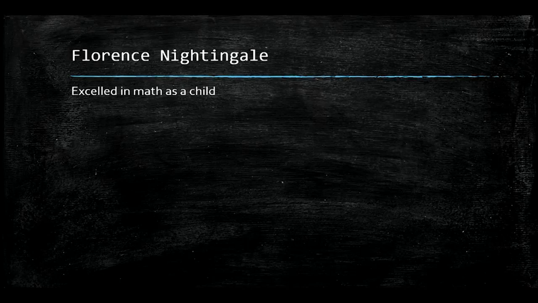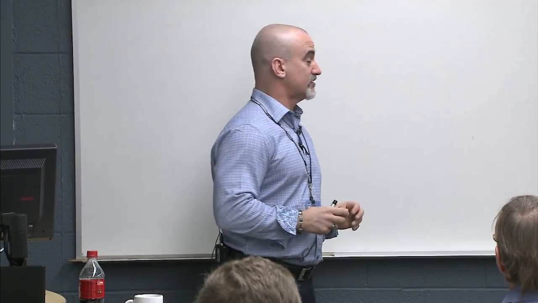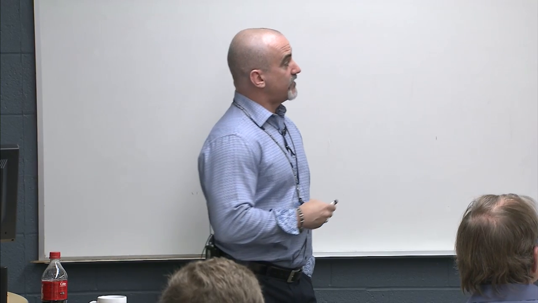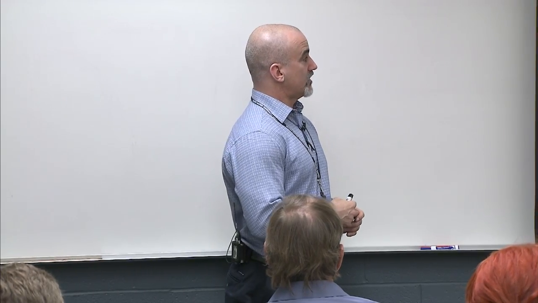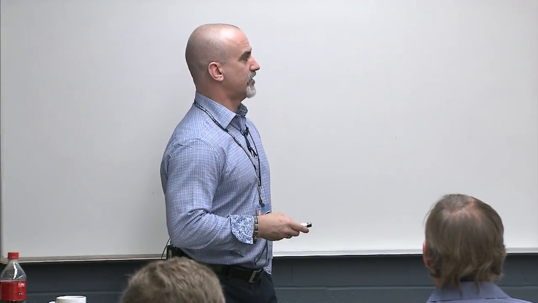To look at her a little closer, she excelled in math and science as a child. She used to organize everything, like very precise organization of seashells or whatever object she was collecting. And she ended up being the founder of modern nursing, as everybody knows. Her parents were against that. At that time, nursing was not seen as a noble profession. She changed that when she did all of the things that she did for nursing. It changed, but at that time, her parents were very much against it.